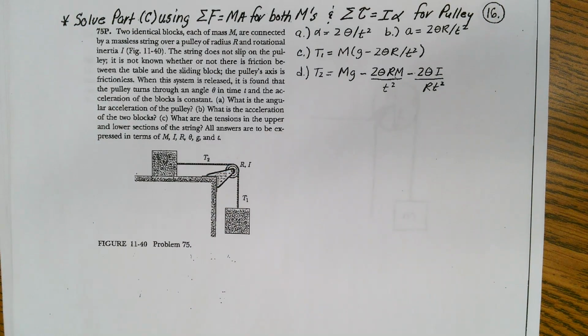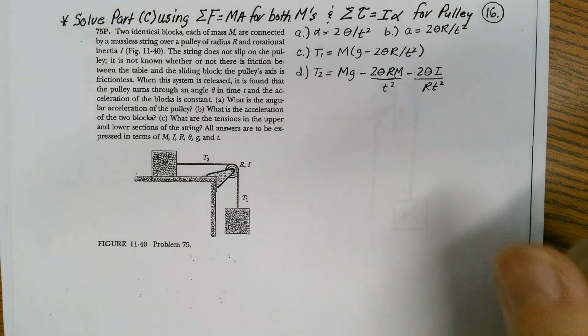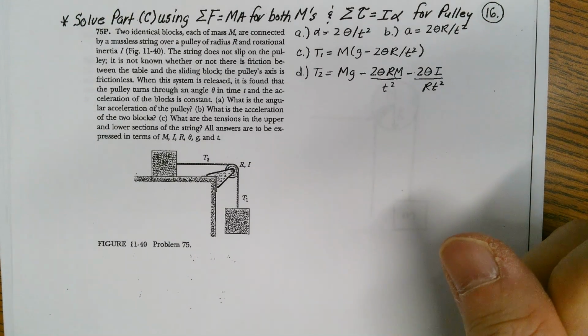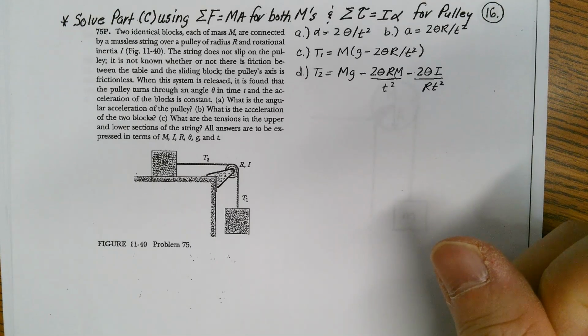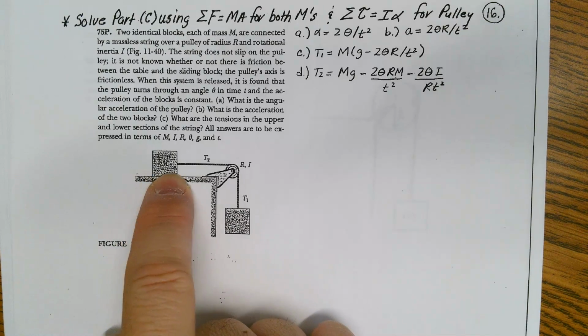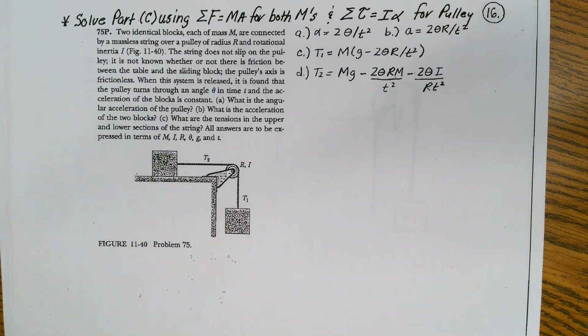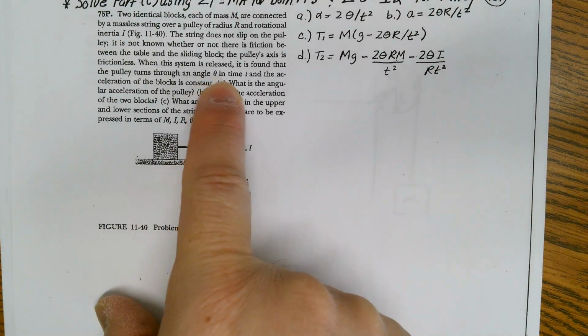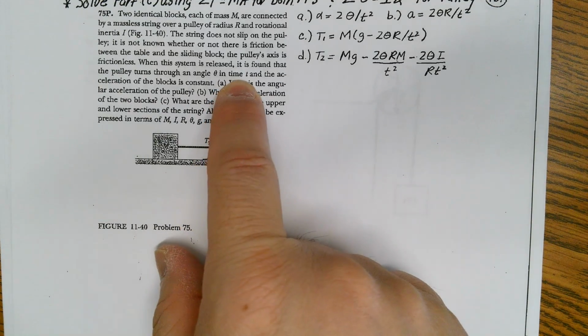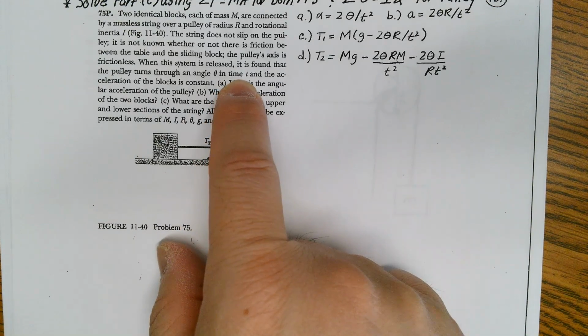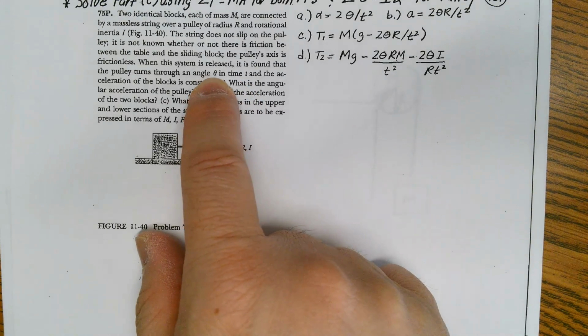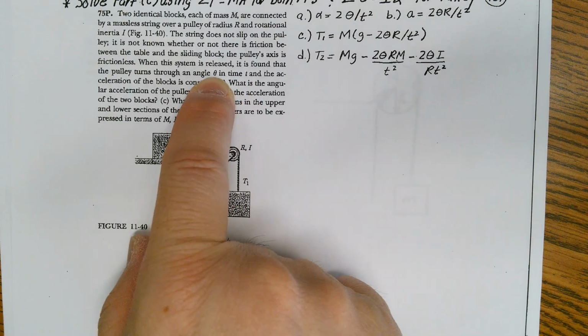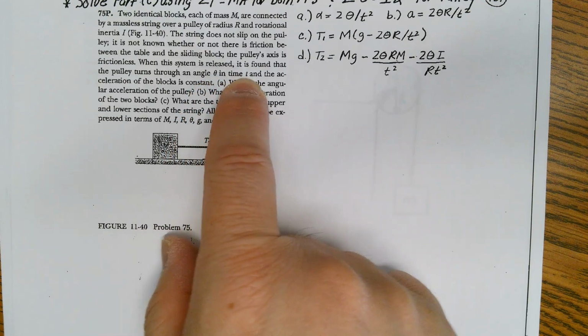String does not slip on the pulley. It is not known whether or not there is friction between the table and the sliding block. So we don't even know if there's friction there. When this system is released, it is found the pulley turns through an angle of theta in time t. Holy smokes. We have no numbers, right? So this is basically angular position as a function of time.